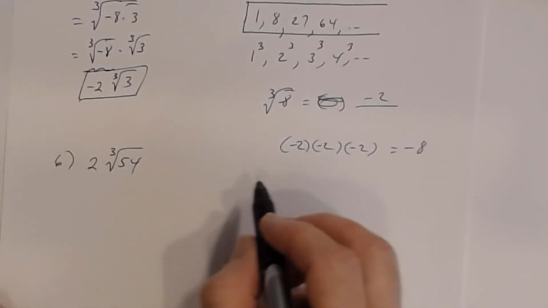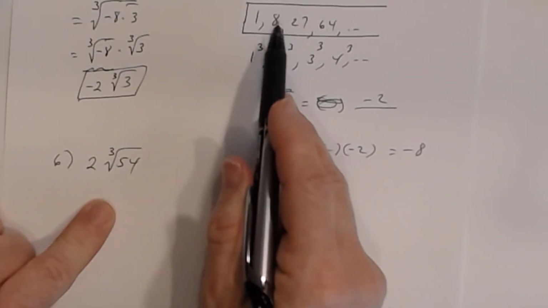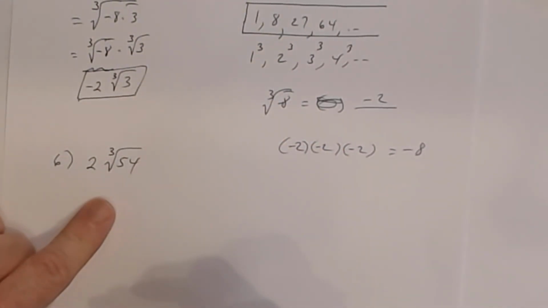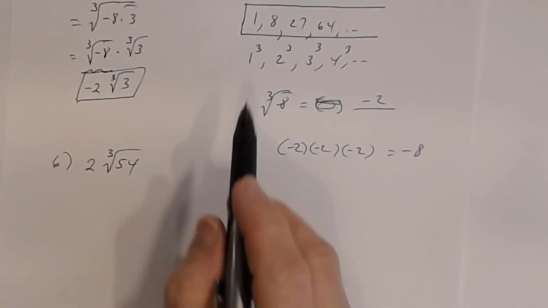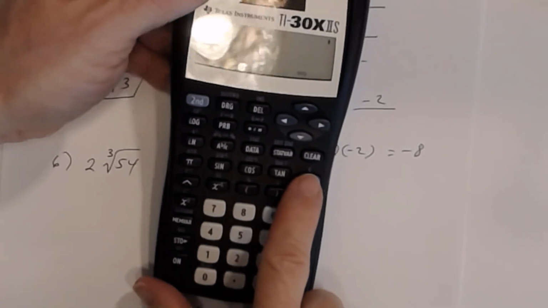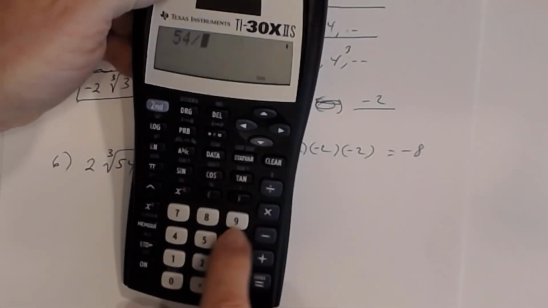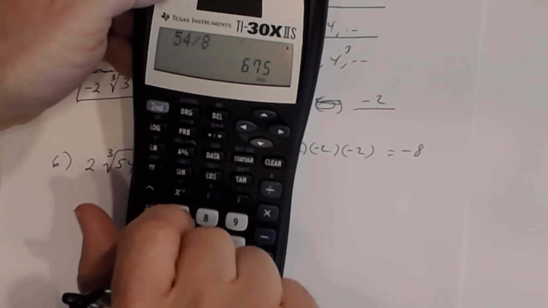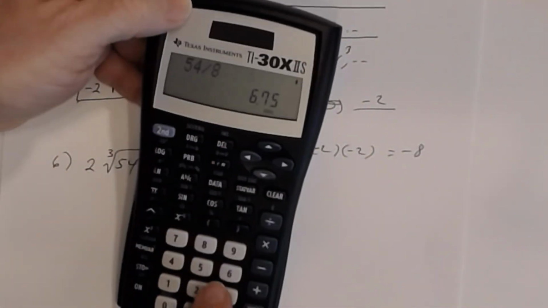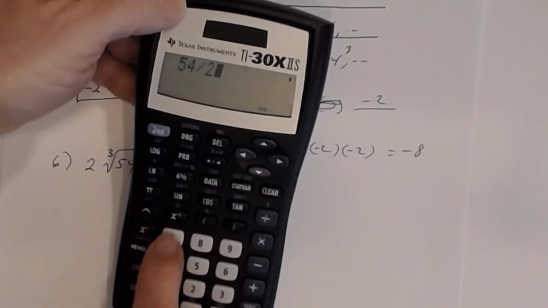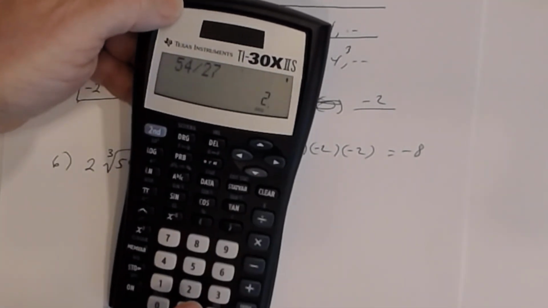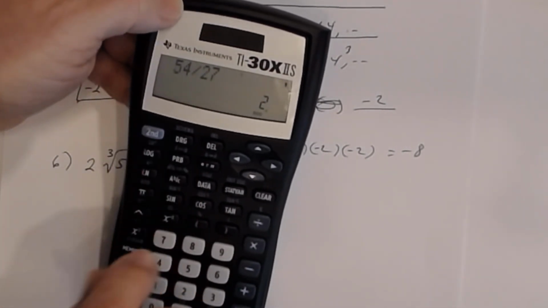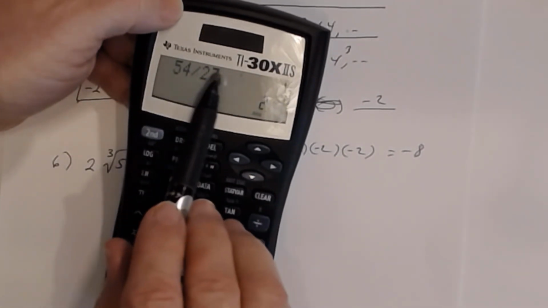All right, so let's talk about a perfect cube that goes into 54. Let's look at 8. Is 54 divisible by 8? Just use your calculator. 54 divided by 8. The answer is no, because you get a decimal. Let's try 27. 54 divided by 27. The answer is yes. So there is a perfect cube that goes into 54, and that's 27.